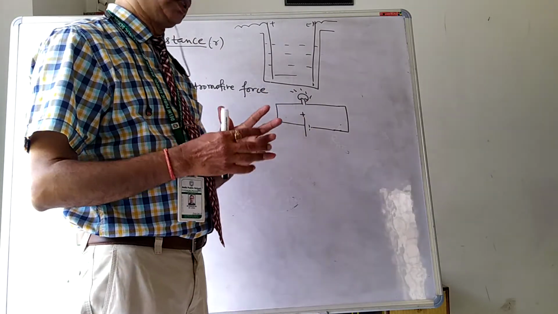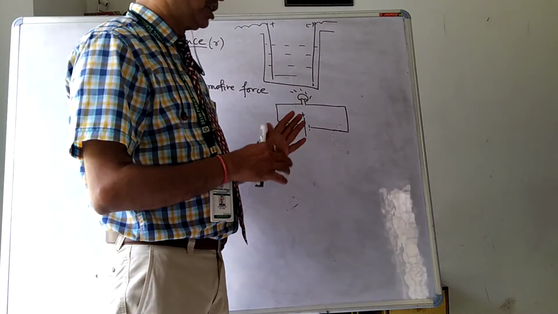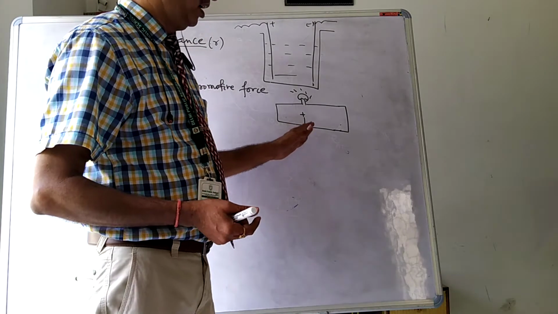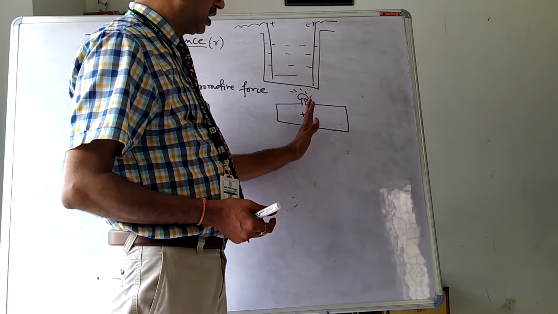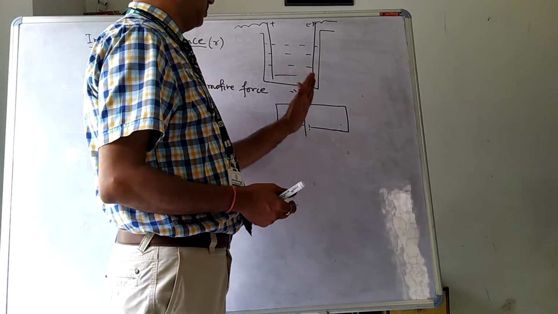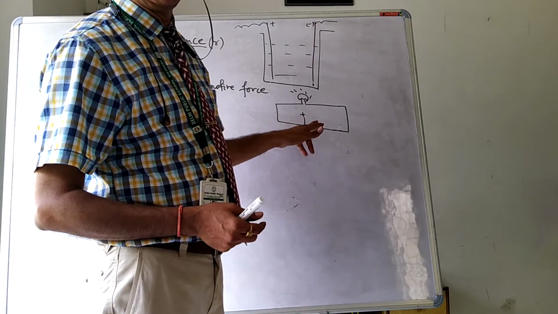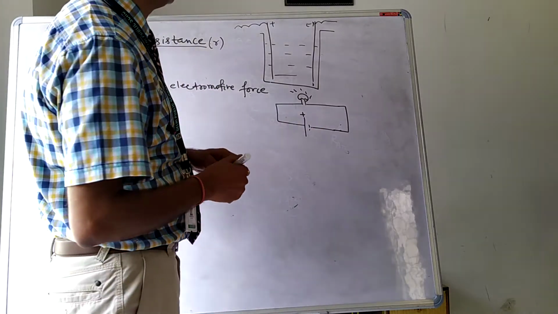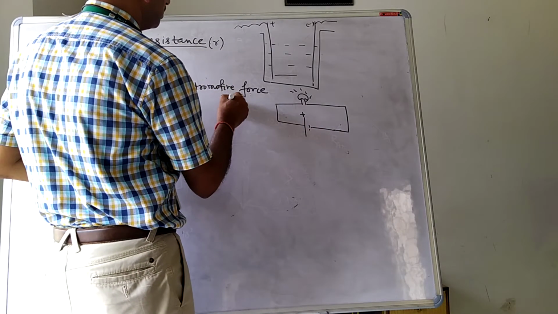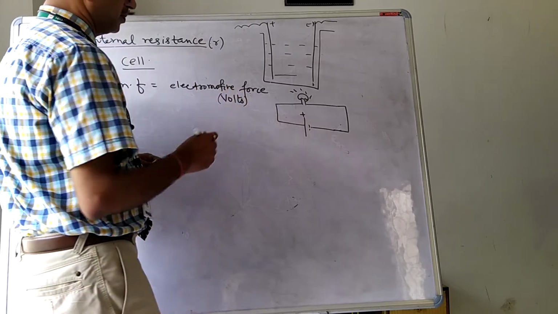You can also say that the positive plate is at a higher potential and this is at a lower potential. So when you are carrying a positive charge from lower to higher, or an electron from higher to lower, that amount of work done is said to be E.M.F. It is measured in volts.